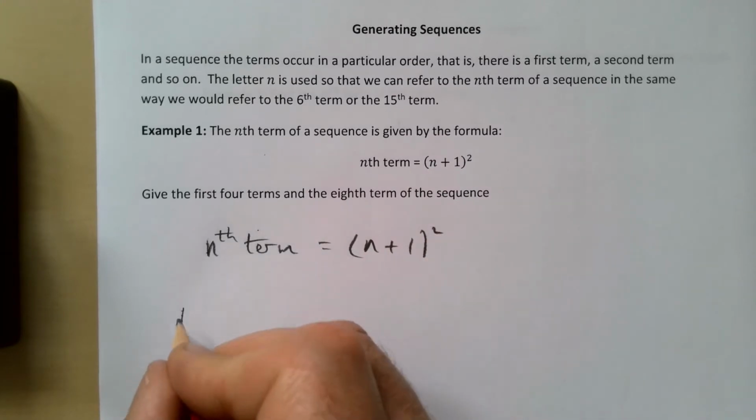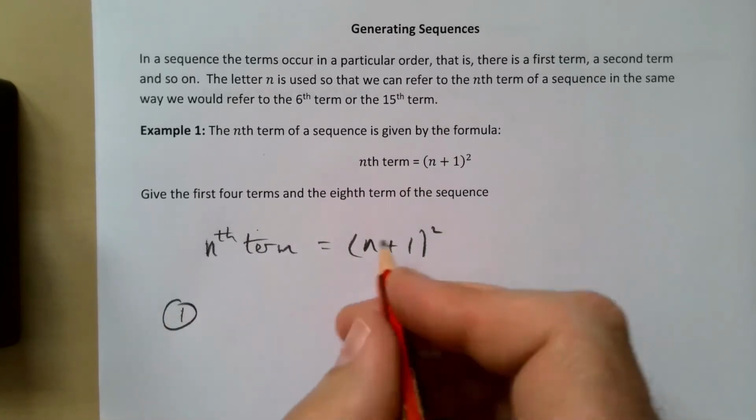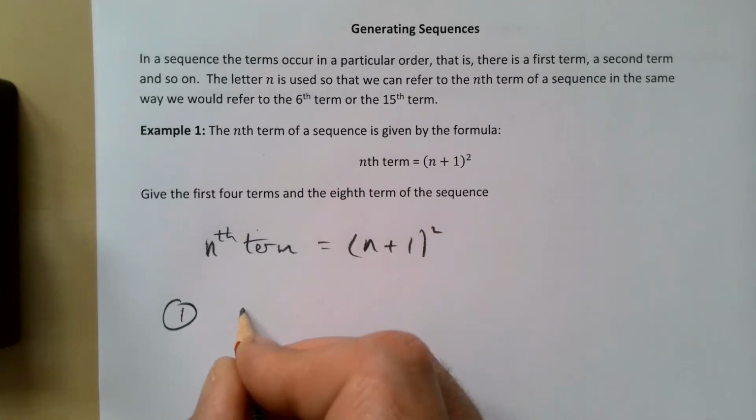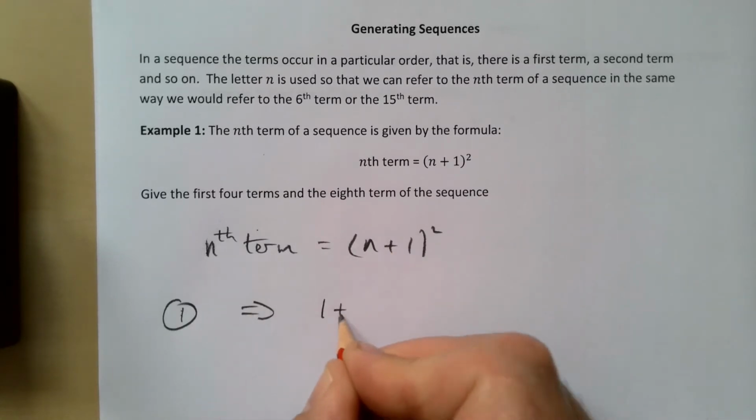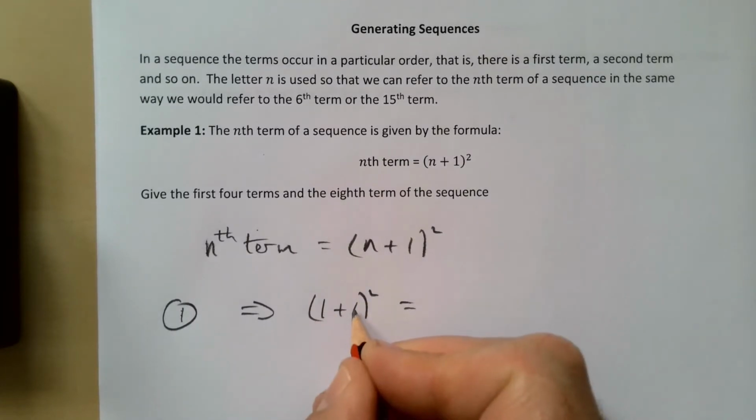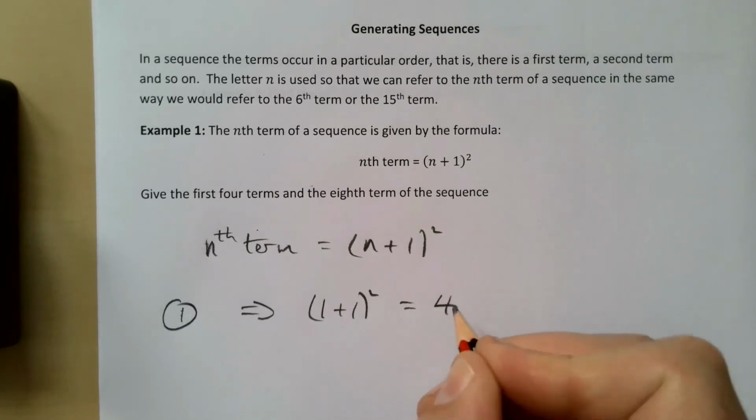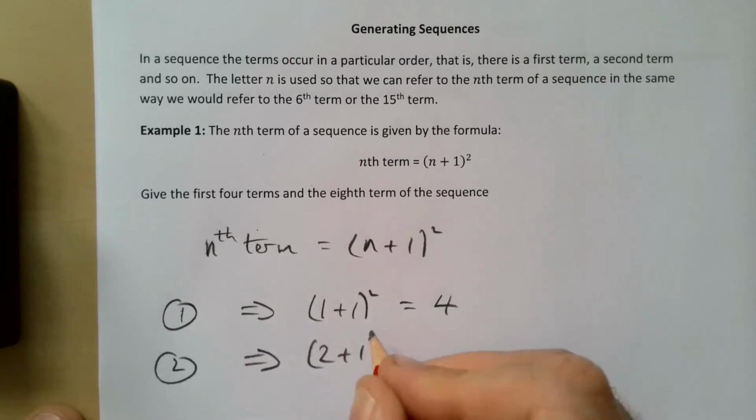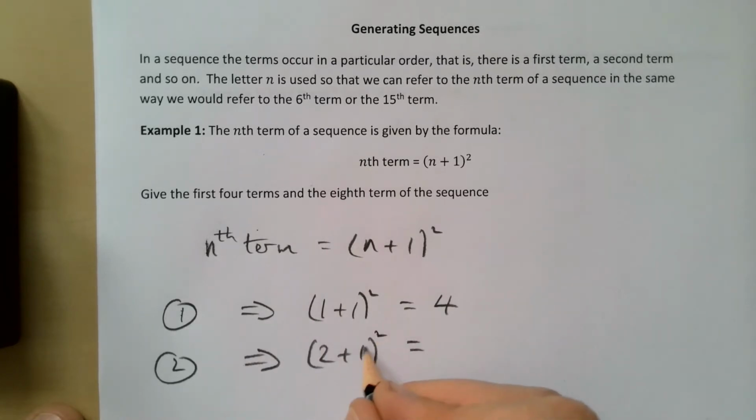So if I want the first term, I'm going to sub the number 1 into this formula. That is going to give me (1 plus 1) all squared. 1 plus 1 is 2, and 2 squared is going to give me 4, so the first term must be 4. Sub in the number 2: (2 plus 1) all squared. 2 plus 1 is 3, squared gives me 9.